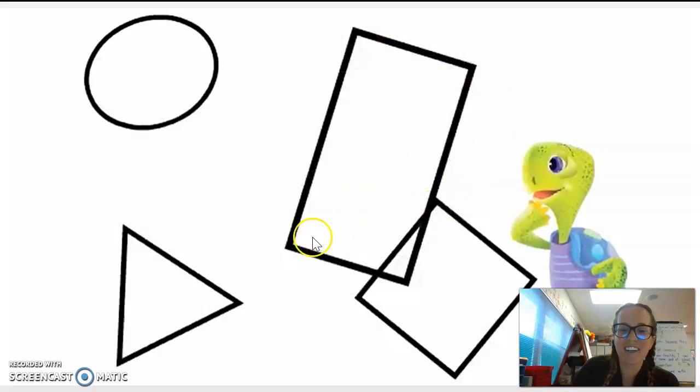rectangle. Good. Over here, I see 3 sides. This we call a triangle. And our last one over here has 4 sides that are all the same size. So we call this a square. Nice job, boys and girls. Good practicing.